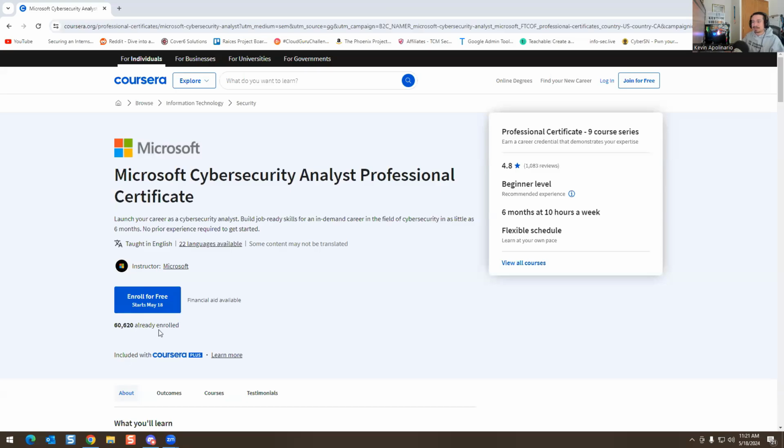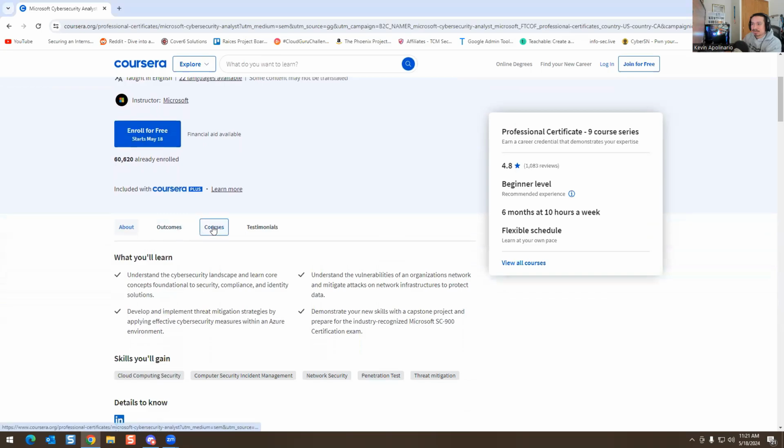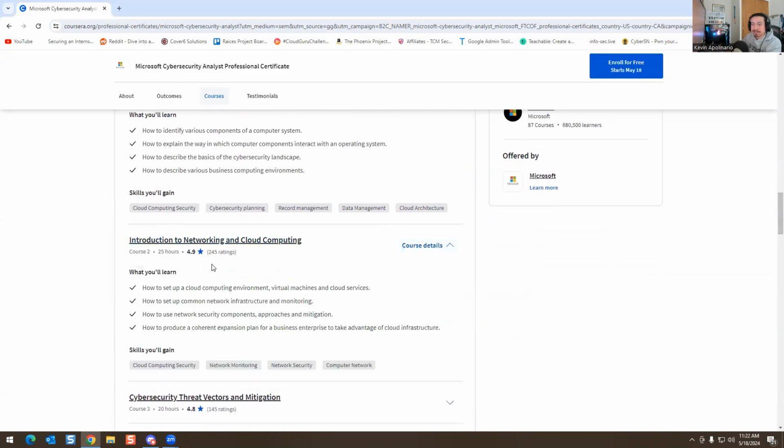All right, so here we go. This is the Microsoft Analyst Professional Certificate, by Microsoft. If you look at the courses here, these are the different sections. This is introduction to operating systems. Sometimes people ask, what's networking? What's an operating system? What's hardware? What's software? Basic cybersecurity stuff. Course one covers all that. And if we jump over to course two, this is a total of 9 courses, by the way, in case you're wondering.